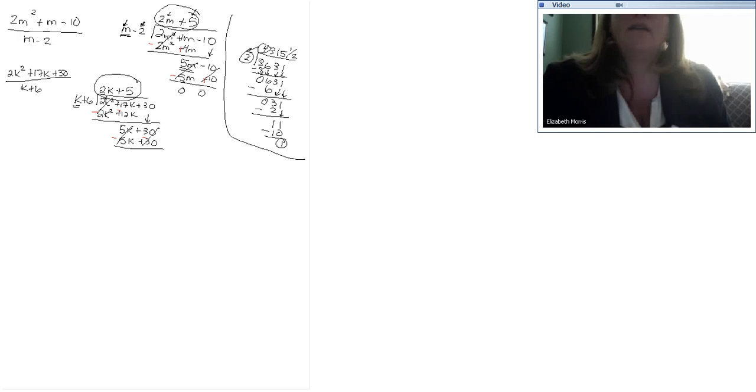All right, let's look at another one. What if I had, okay, it's going to be written like this. 3x cubed minus 2x plus 5 divided by x minus 3. Now, something we have to be very careful with is missing terms.